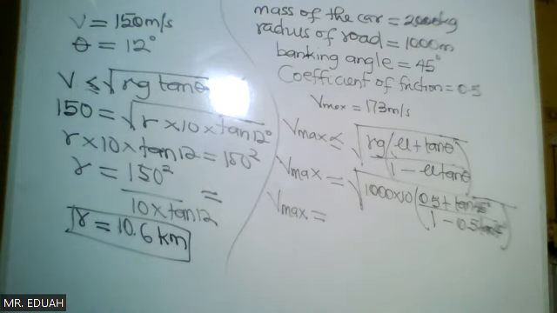An unbanked curve has a radius of 60 meter. What is the maximum speed at which a car can make a turn? Yeah, please, thanks, the line is broken.